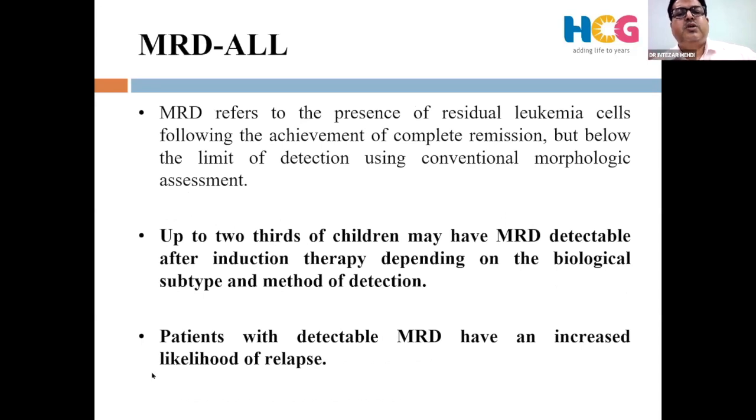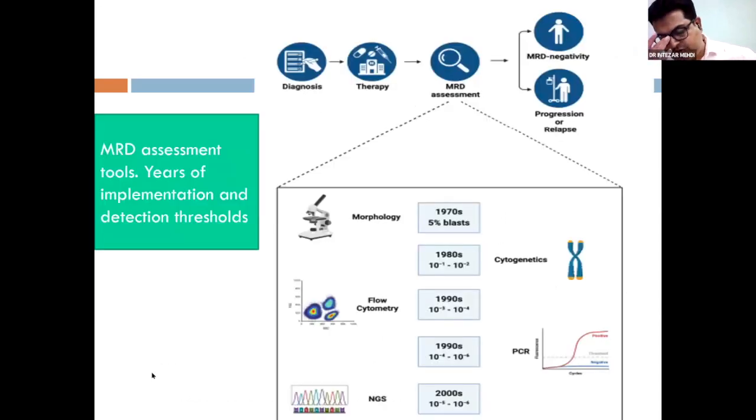Up to two-thirds of children may have MRD detectable after induction therapy, depending on the biological subtype and method of detection. It's only a question of what method we are using at this point of time, because even those patients who are MRD negative by flow are also relapsing at some point of time. So deeper molecular remission is required.